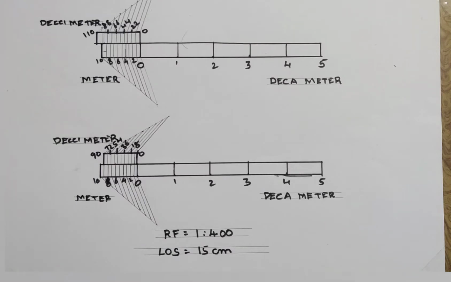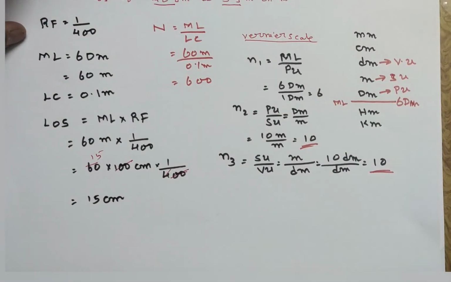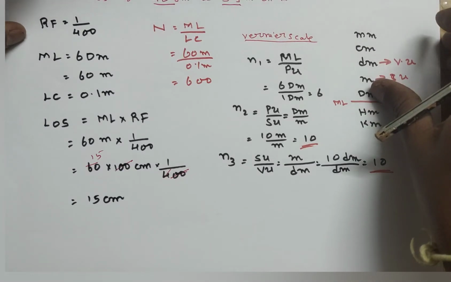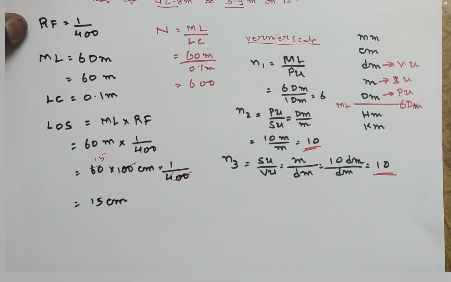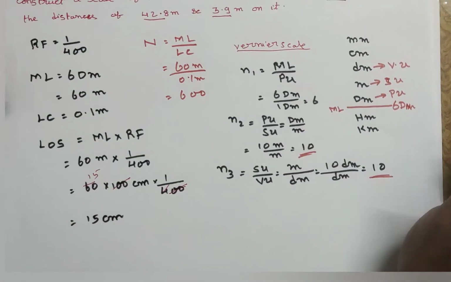So this is okay, but how to mark the distances, that is most important. Now here, what are the distances we have to measure? One is 42.8 and another one is 39.3. So first one is 42.8. How we have to measure, we'll check it out. So 42.8 in case of forward vernier, I will show it.